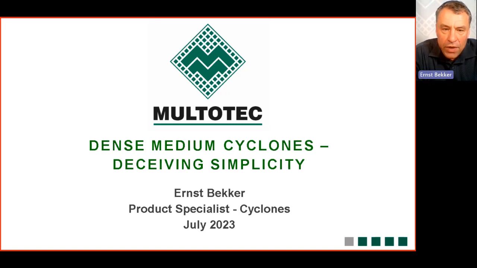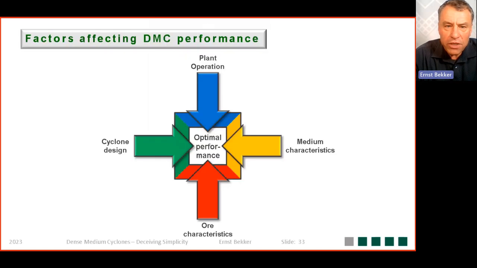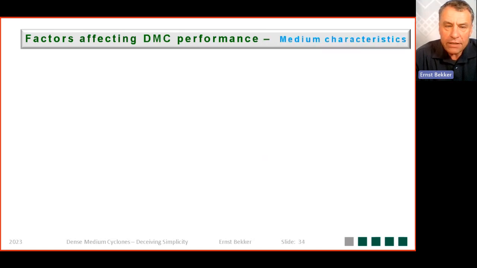Just to recap, this topic is about looking at the dense medium cyclone and why the simple device is sometimes unpredictable. We will continue now with the second half of this presentation. We have looked in the first session at the cyclone design characteristics, all relating to optimal performance of the dense medium cyclone. Now we move on to medium characteristics.